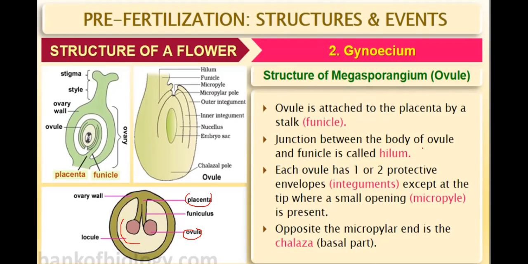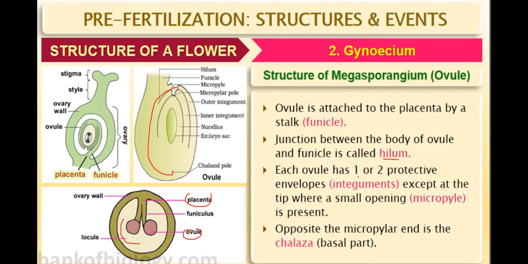The junction between the body of the ovule and the funicle is called hilum. So this is the ovule. The junction between the whole body of the ovule and the funicle is called hilum. This is hilum.